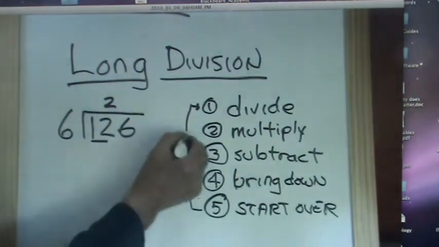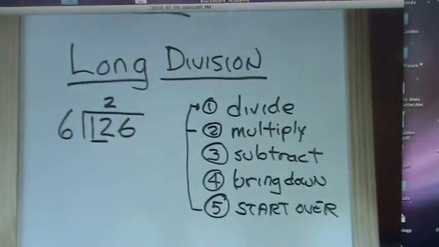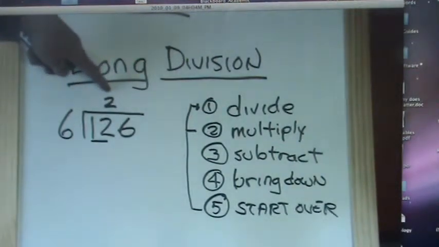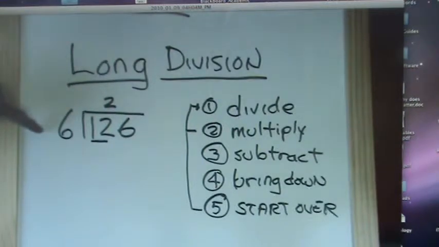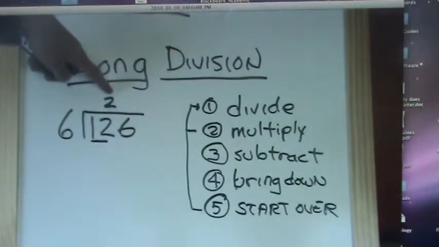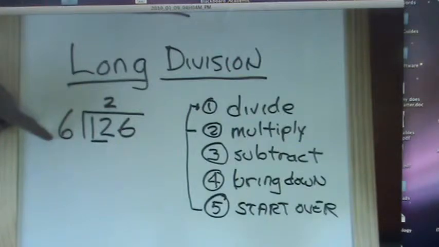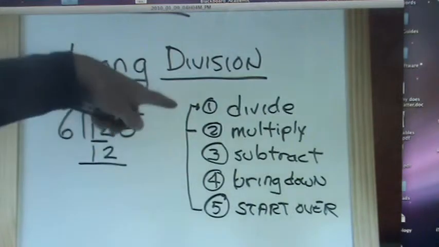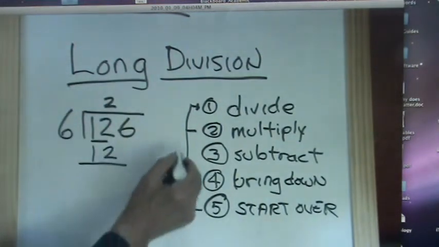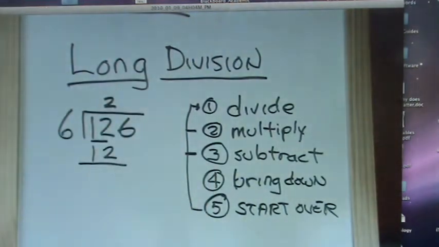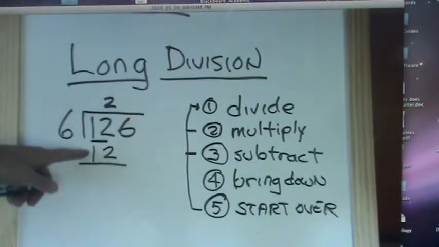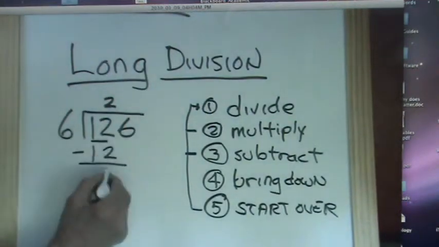Now my next step, I multiply. The question becomes, what times what? Well, you always multiply the last number you just put up here by the divisor. So 2 times 6 gives me 12. So now I've done the second step. Now the third step, I subtract. What do I subtract? Well, I subtract here from there. 12 take away 12 gives me 0.